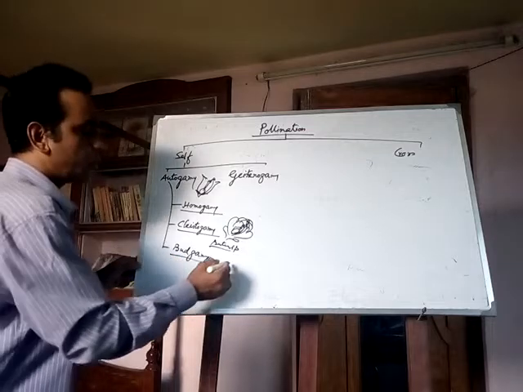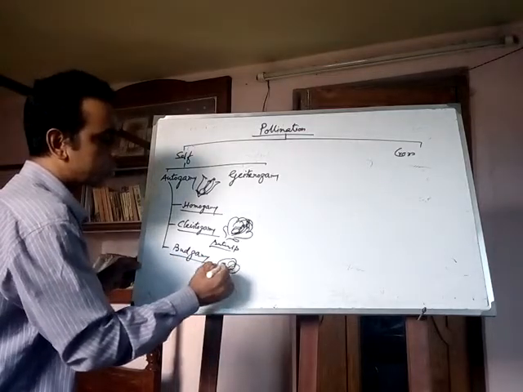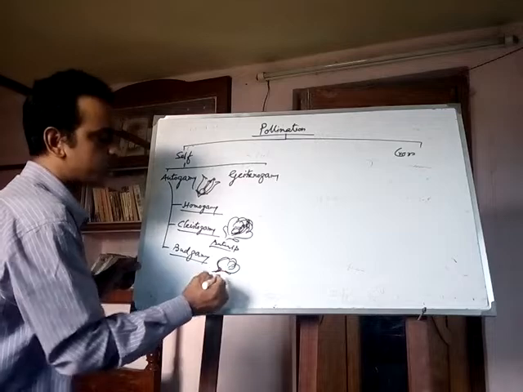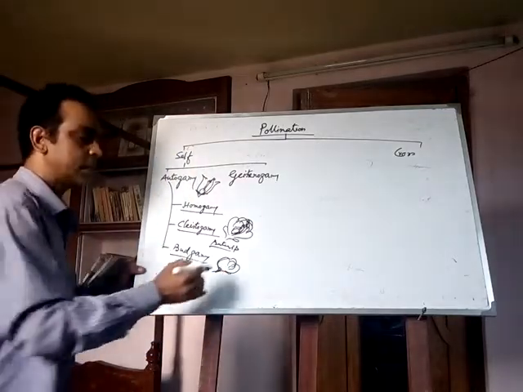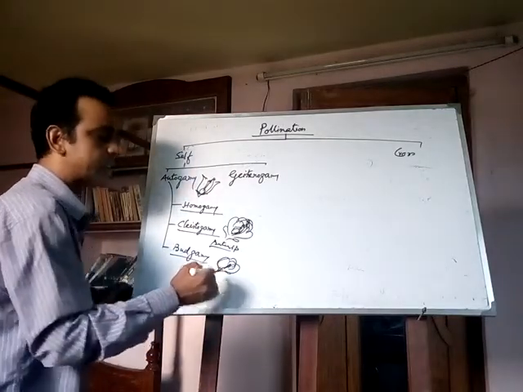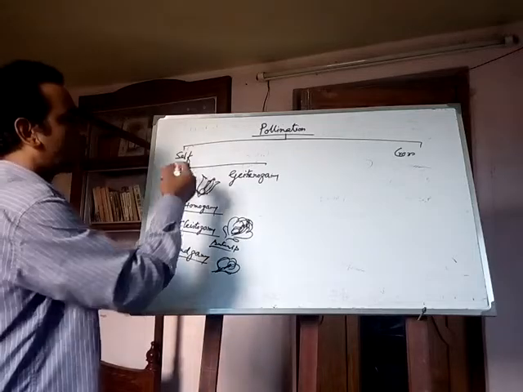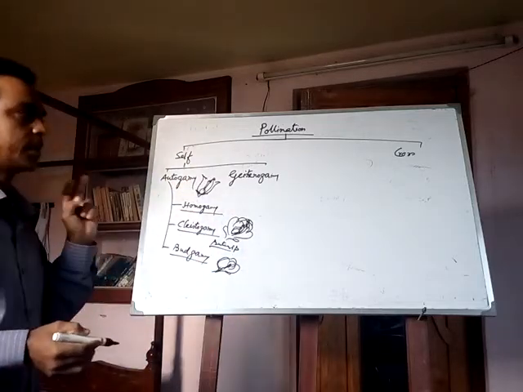And bud pollination: when the flower does not open and stays at the bud stage and pollination occurs, this type of autogamous pollination is called bud pollination.